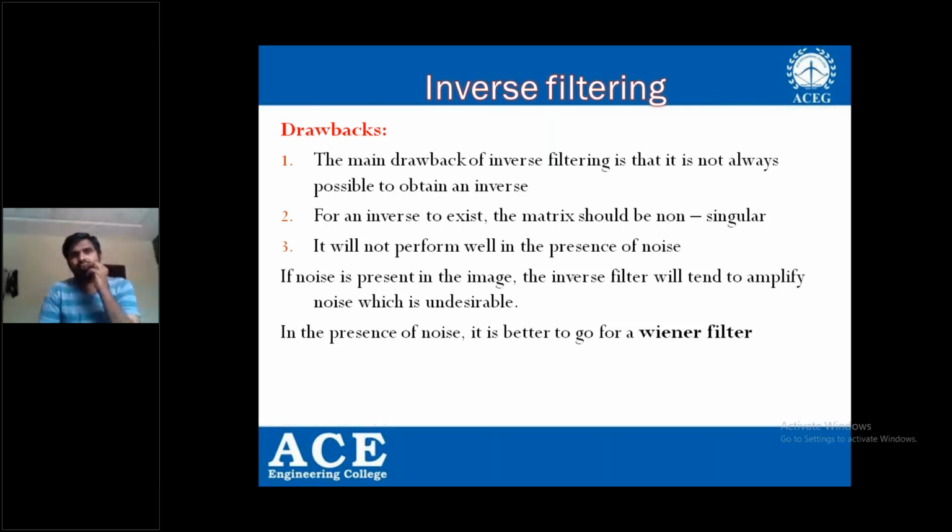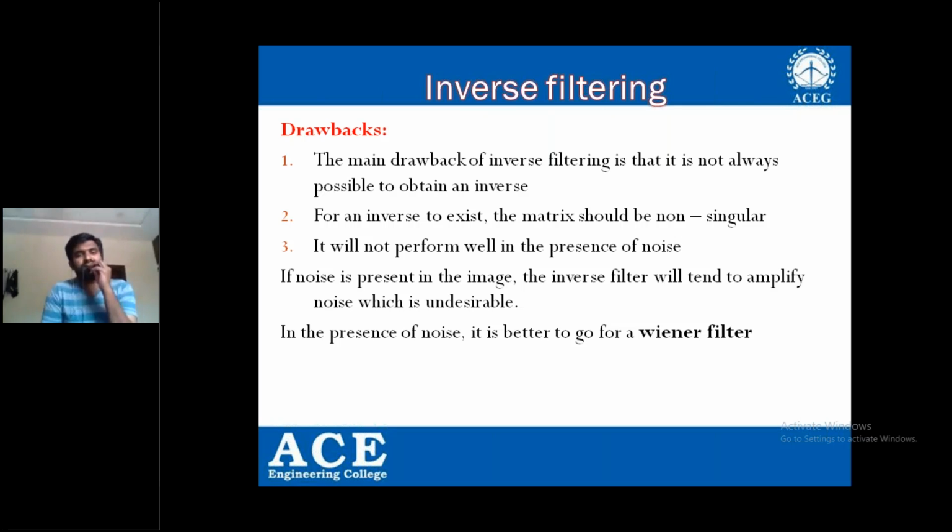Another thing is, for an inverse to exist, the matrix should be non-singular. Ultimately, the degradation function must always be non-singular. Then only you can find its inverse, H inverse. At the same time, it will not perform well in the presence of noise. That is the major problem. If more noise is present, the inverse filter will not work. If noise is present in the image, the inverse filter will tend to amplify the noise also, which is undesirable.